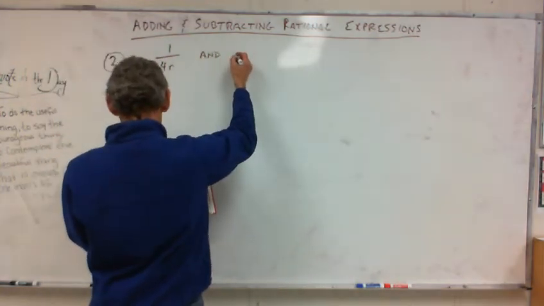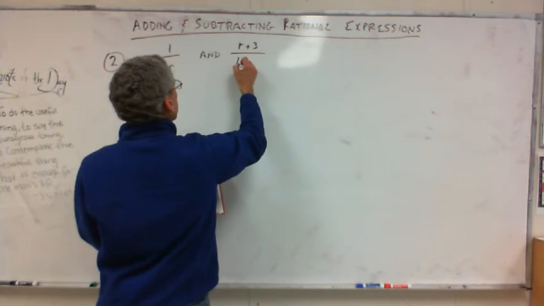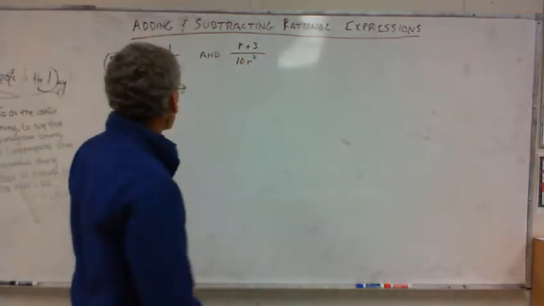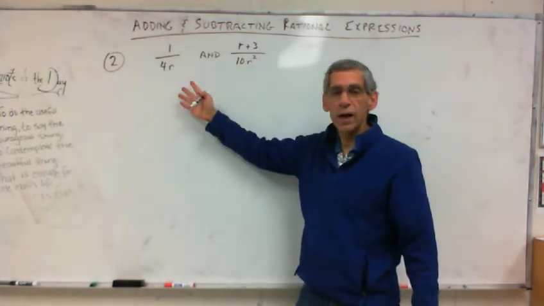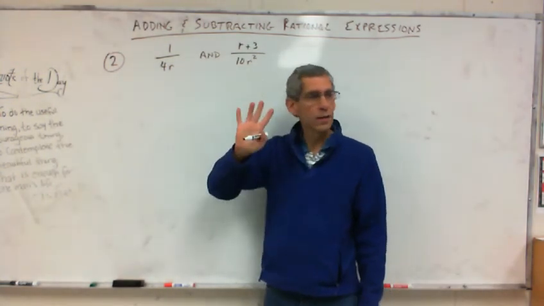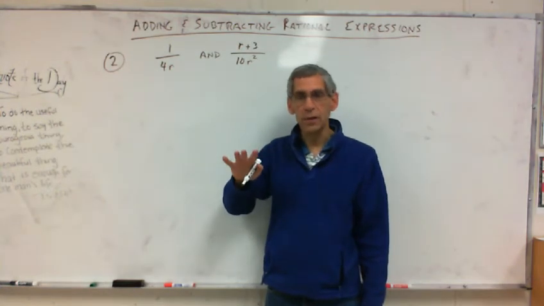plus 3 over 10r squared. It's plus 10 and it's plus r squared. I'm just writing two fractions right now. All we're going to look at is how do you find the lowest common denominator?